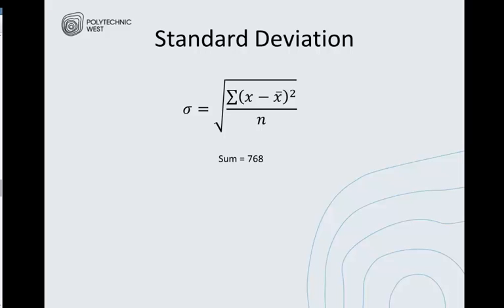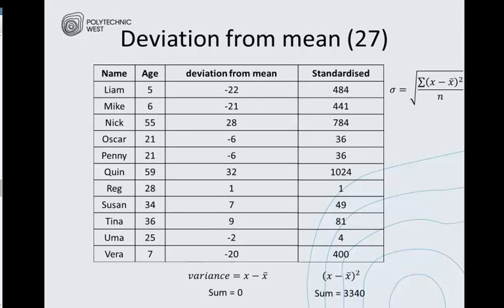Sigma equals the square root of the sum of (x minus x bar) squared over n. In this case, the sum is 768. And so my sigma, my standard deviation, is the square root of 768 over 11, or 8.3.